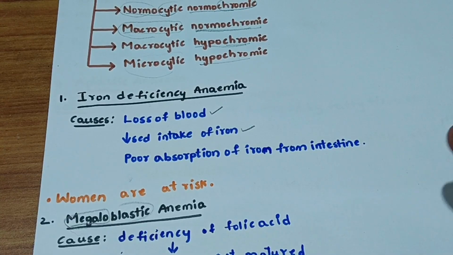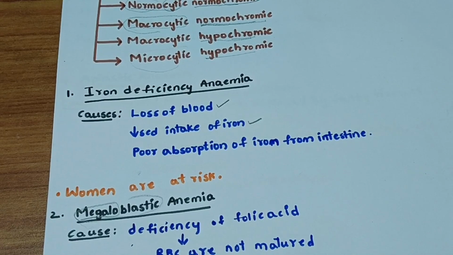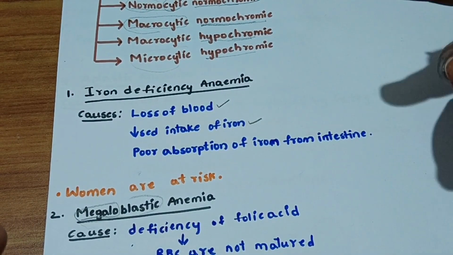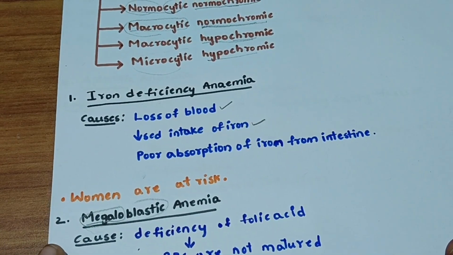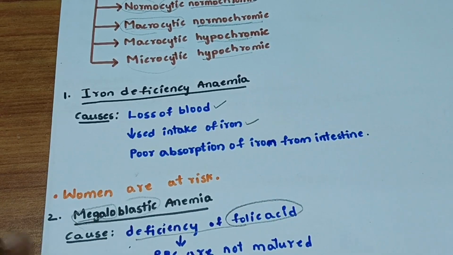As it is getting matured, the size of the RBC gets reduced from the megaloblastic stage to the erythrocytic stage. The size of the cell is reduced. So this anemia occurs when the RBC is not matured. If the RBC is not matured, it is called megaloblastic anemia. It occurs when there is deficiency of folic acid. Normally the function of folic acid is to develop and mature the RBC. If there is folic acid deficiency, the RBC is not matured.